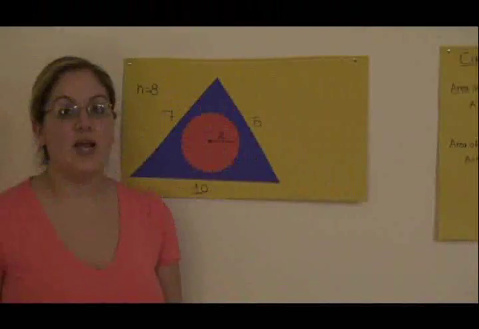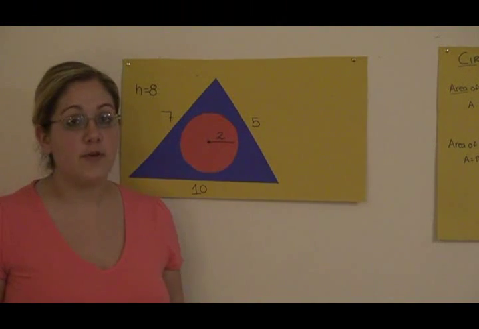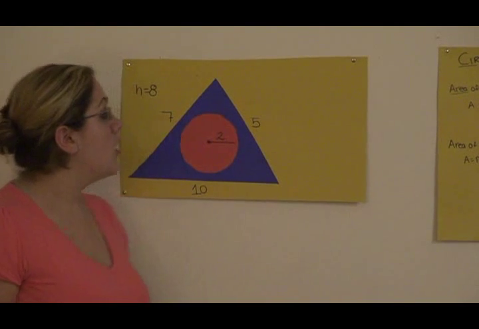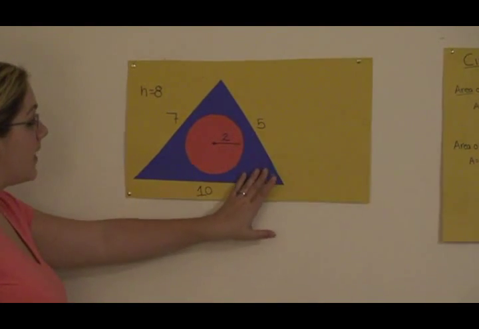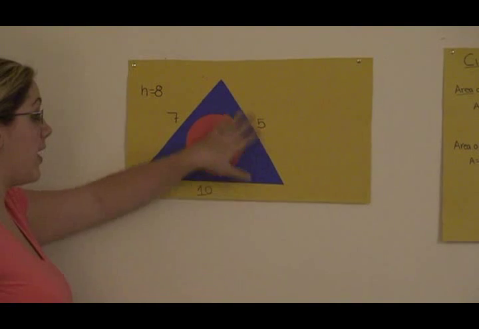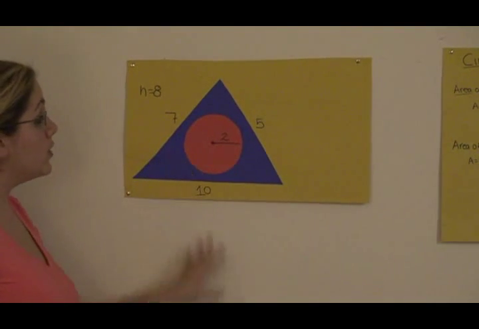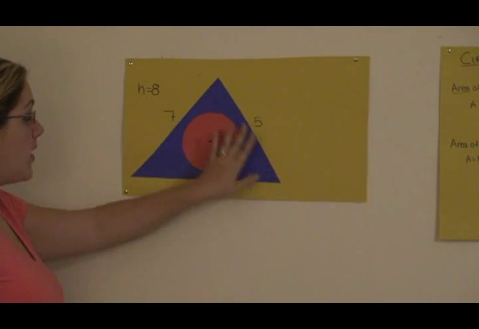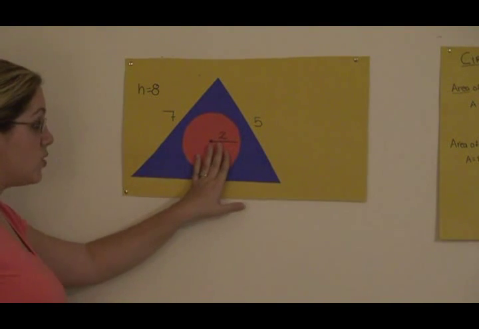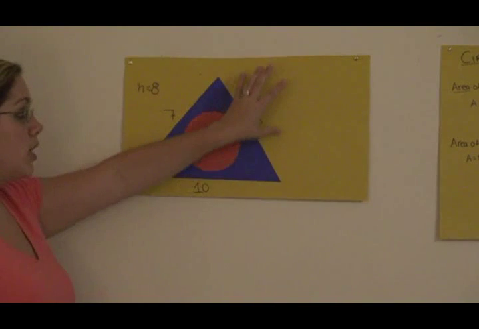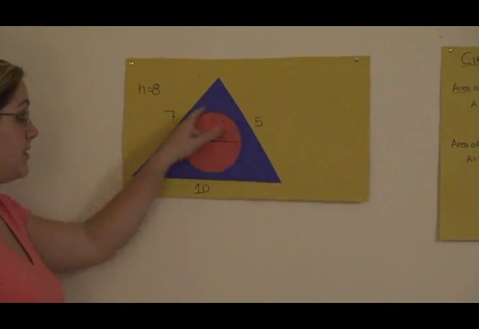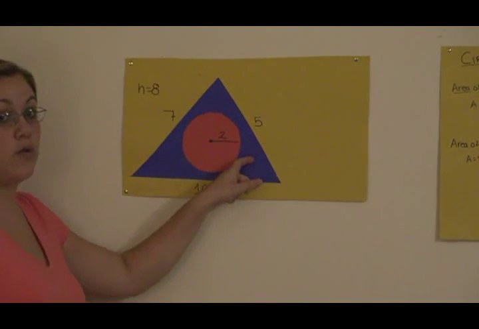Now we're going to go ahead and take a look at a problem that may seem difficult at first, but really is not as hard as it appears. We need to go ahead and find the area of the blue that you see. So in order to do that, we have to find the area of the blue triangle, we have to find the area of the red circle, and then we're going to subtract the areas from each other, and that will give us the area of the blue triangle that you see.